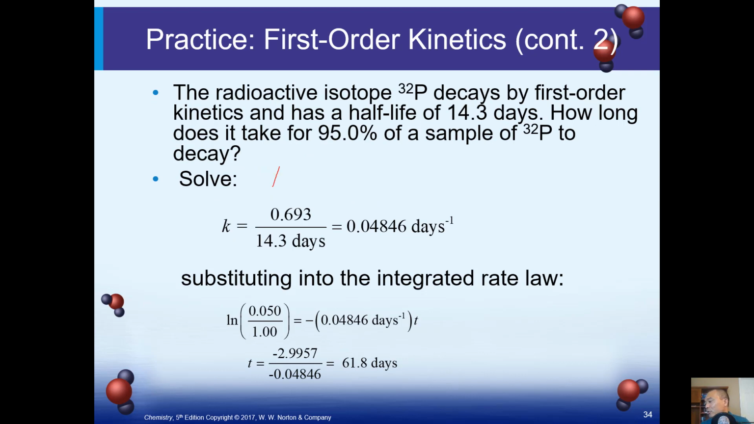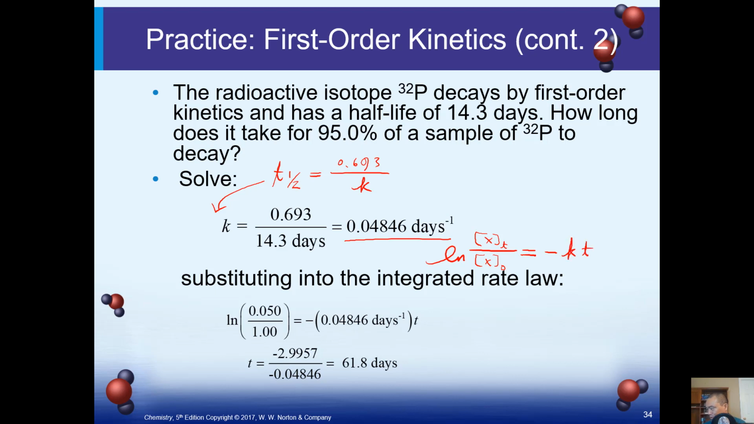First, according to T1/2 or half-life is 0.693 over K, so we can figure out K is 0.693 over 14.3. So we find out the K. According to the first order integrated rate law, which tells you log current concentration over initial concentration equals negative times KT.